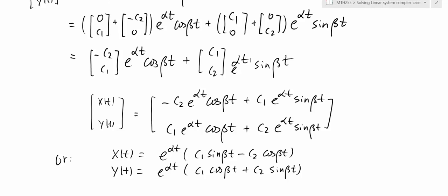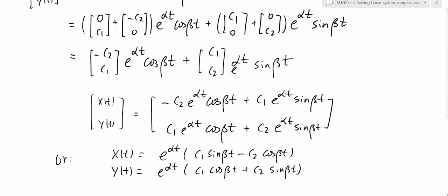If you prefer, you can again write down these two components separately. The first one is for x(t). x(t) is equal to, you can pull out the common factor e to the alpha t, and then we have this nice-looking solution: C1 sine beta t minus C2 cosine beta t, and y(t) is equal to this.